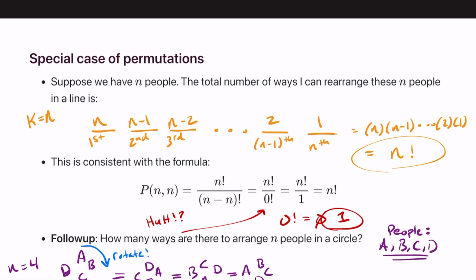Because there's no idea of a starting point here, there's just a circle that we're rearranging people in. So the number of arrangements is 4 factorial over 4, which just equals 3 factorial. And the general case here is n minus 1 factorial. So where n equals 4, we can think about the general idea of n minus 1 factorial.